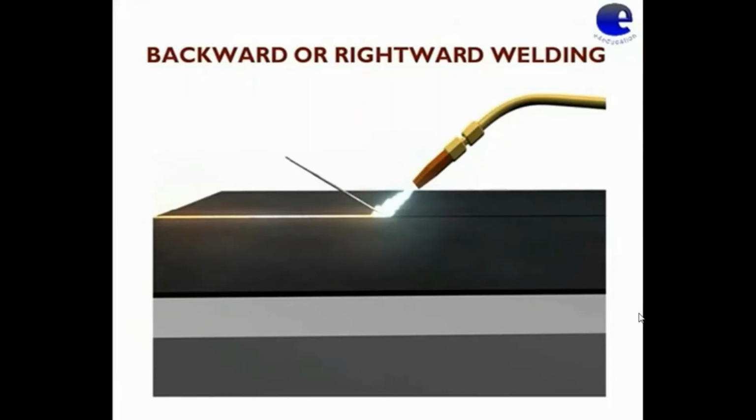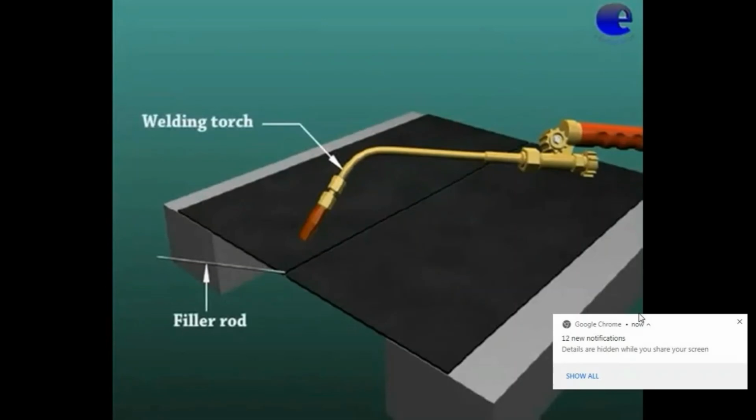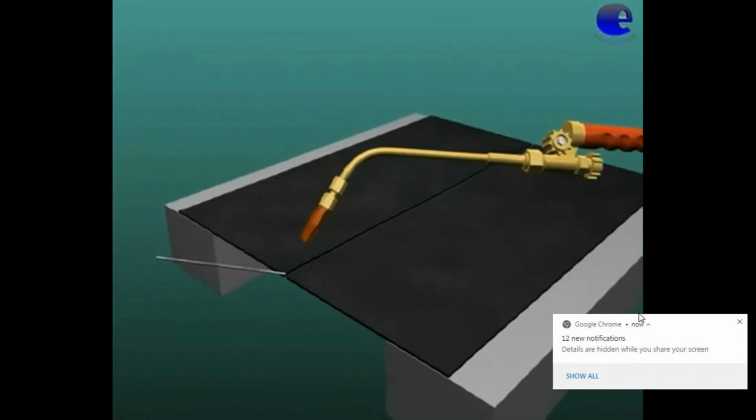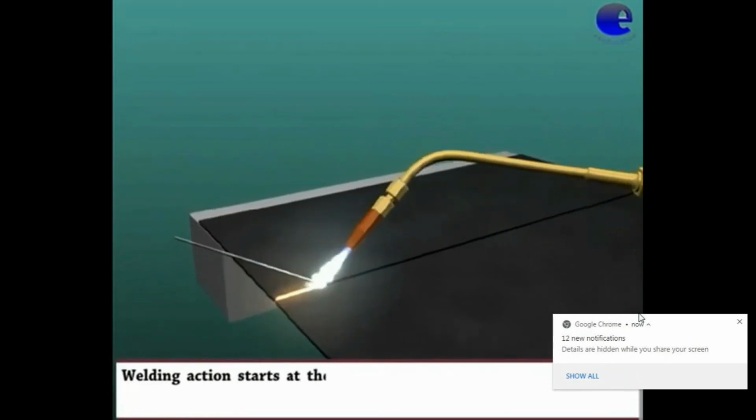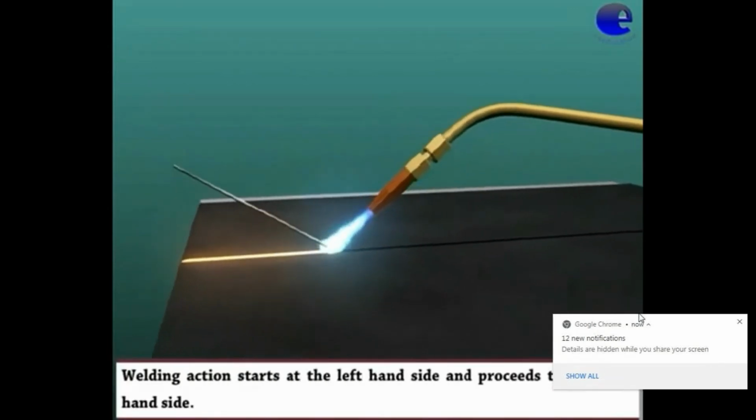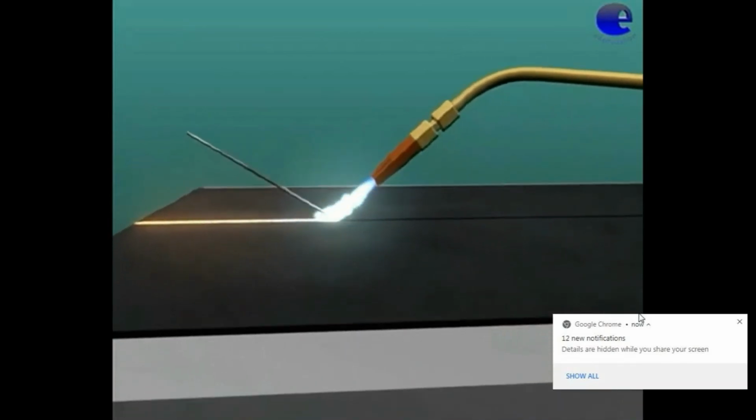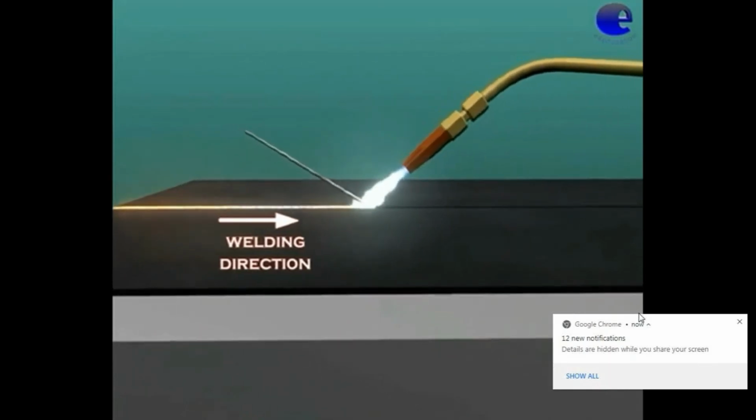Backward welding is one of the gas welding techniques. This welding consists of a filler rod and a welding torch. Welding action starts at the left hand side and proceeds to the right hand side. Welding direction: the torch flame moves from left to right.